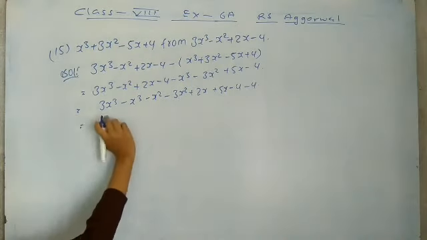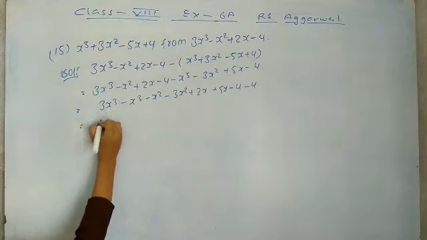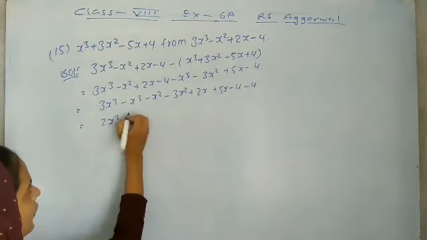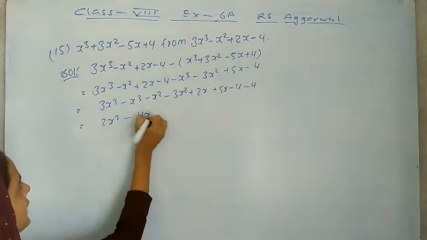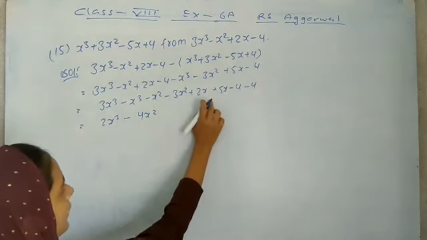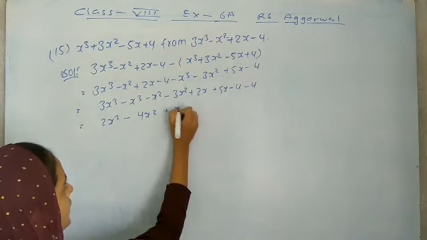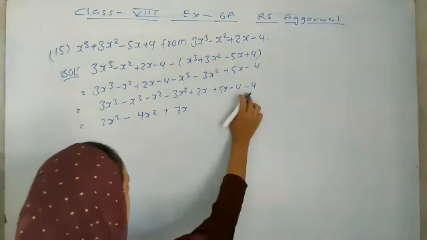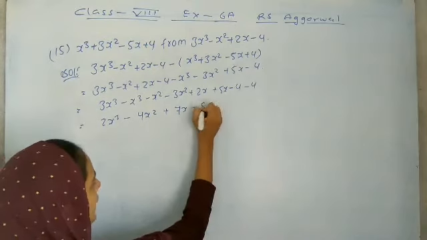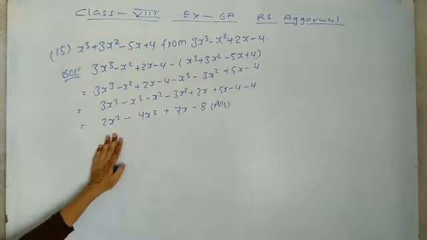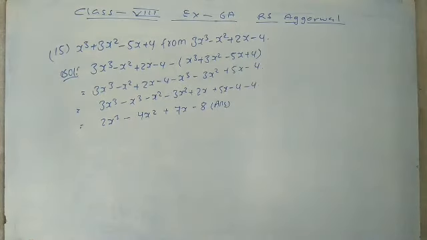Here 3x cube minus x cube means 2x cube. And here minus minus plus, but the sign is minus 4x square. And when we add them, plus 2x plus 5x means plus 7x. And here minus minus plus, but the sign is minus 8 is our answer. It means that 2x cube minus 4x square plus 7x minus 8 is our answer.